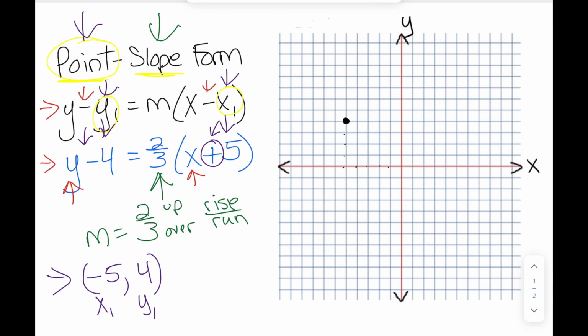Now from that point, we're going to keep our pencil on that point, and we're going to count the slope. We're going to go rise over run. We're going to go up 2, which is positive 2, and over 3, which is positive 3. Now we have our line. And so we're going to connect those points, and that's going to be our linear equation. That is how you graph in point-slope form.